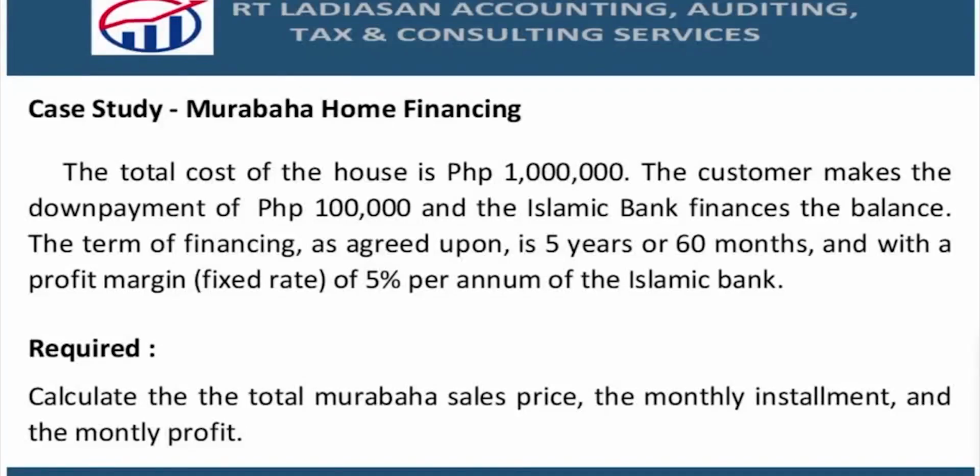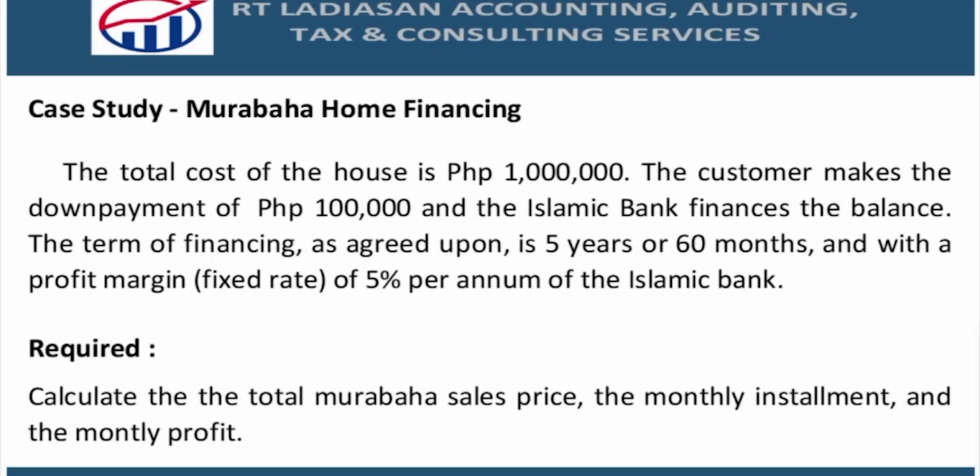We have the case study of Murabaha home financing. The total cost of the house is 1 million pesos. The customer makes the down payment of 100,000 pesos or 10% of the cost of the house, and the Islamic bank finances the balance. The term of financing as agreed upon is 5 years or 60 months, with a fixed profit margin rate of 5% per annum of the Islamic bank.